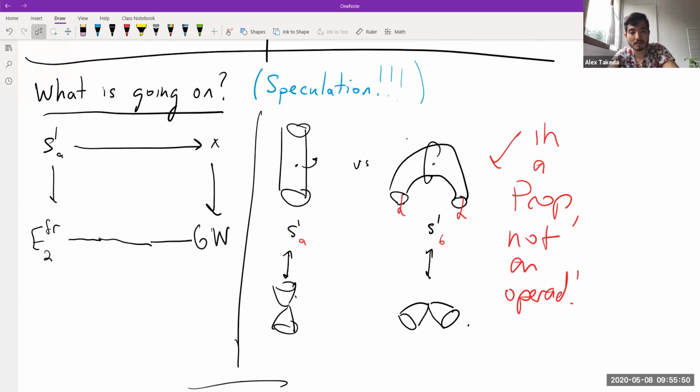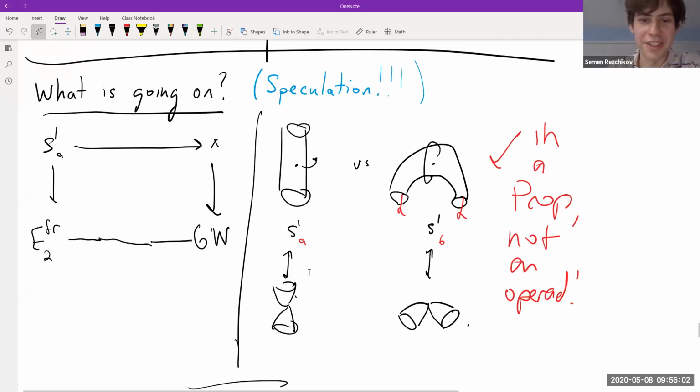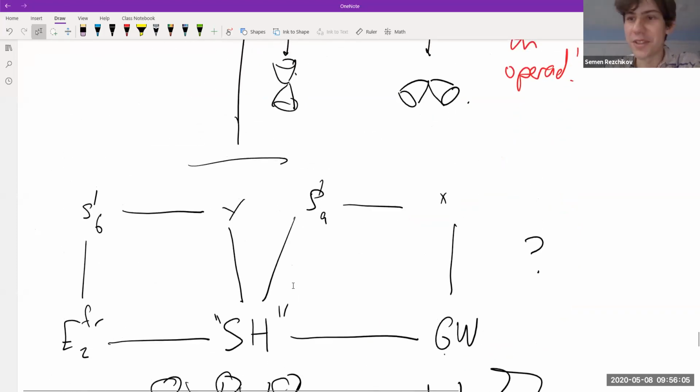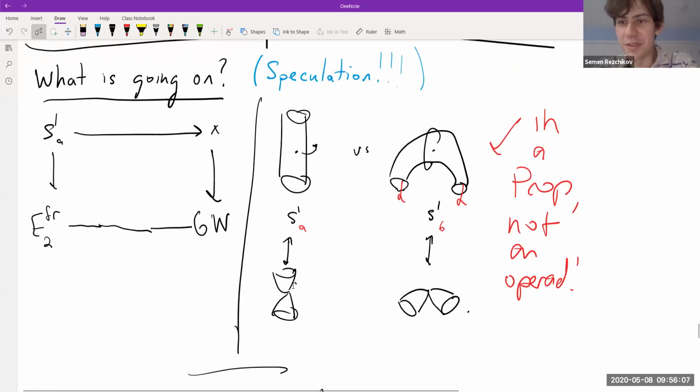So do you expect there's only two different types of circles, or should there be more? Yeah, I don't see why there would be more, but I have not actually proven these statements about pushouts of props. It just sort of indicates that this would be an explanation of what this TQFT argument is about.